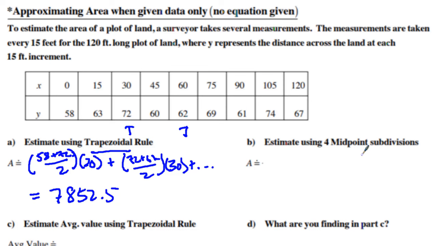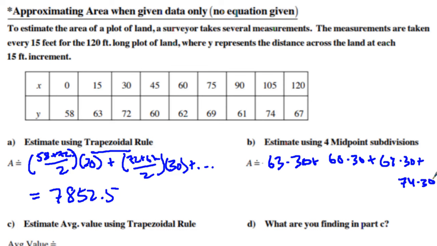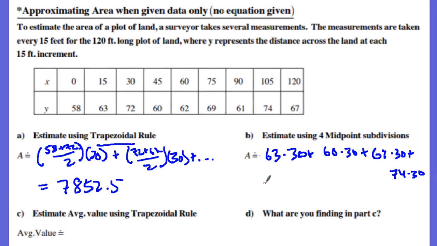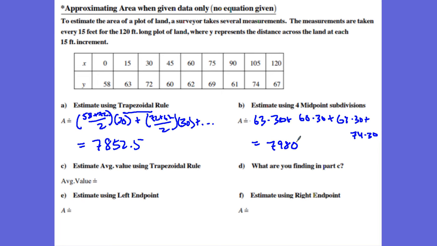Now, if we're using midpoint, remember what midpoint is doing: we're taking that middle point, which is a value between 0 and 30. The middle is 63, and that is multiplied by 30 because that's your width. The middle between the 30 and 60 point is 60 multiplied by 30, plus the middle between the 60 and 90 point is 69 times 30, and the middle between the 90 and 120 point is 74 times 30. They're all the width of 30, and that gives me the midpoint of 7980.